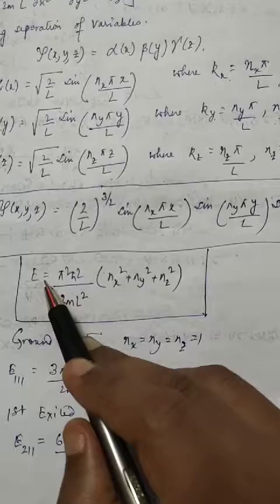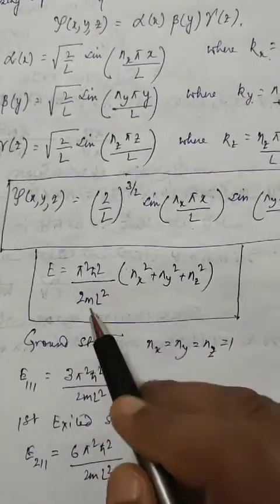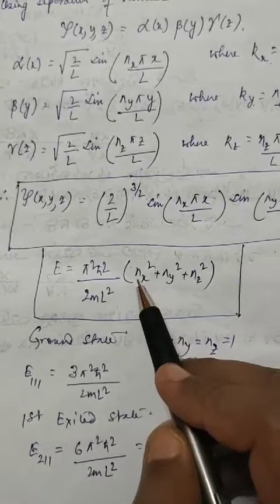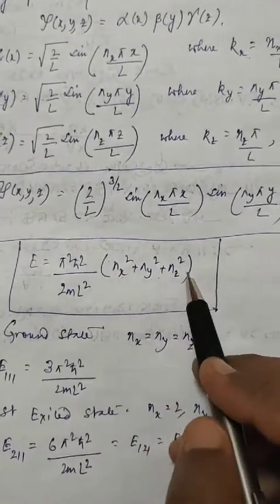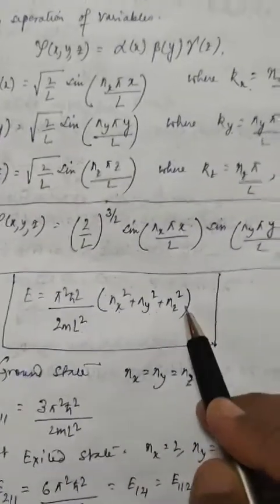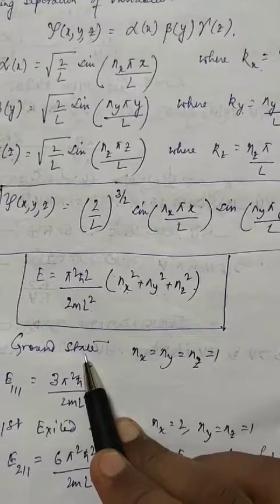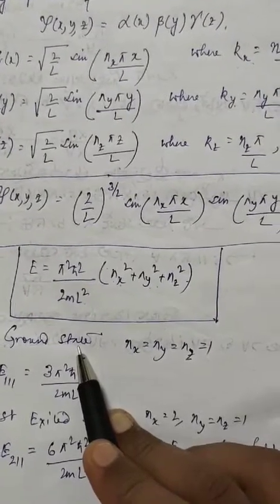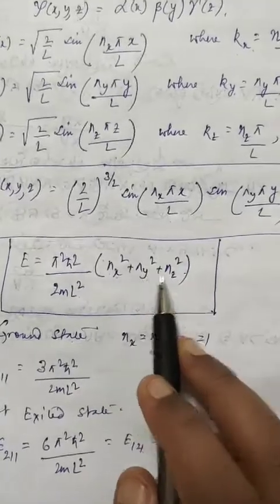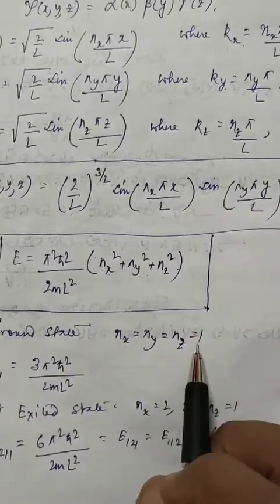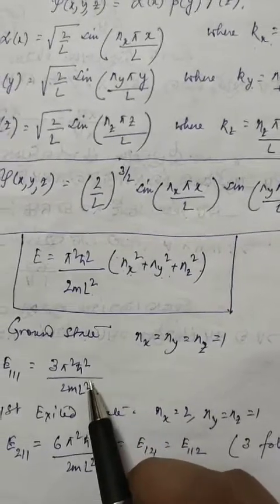Now remember, in one dimension the energy was equal to π²ħ² by 2mL² times n². In this case, n² would be nₓ² plus n_y² plus n_z² because it is three dimensional. Now what about the ground state? That is the lowest energy state. The lowest energy state is when nₓ is 1, n_y is 1, n_z is 1. So we have 3π²ħ² by 2mL².